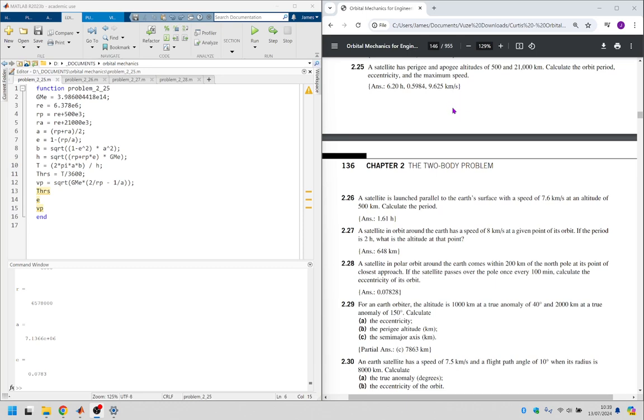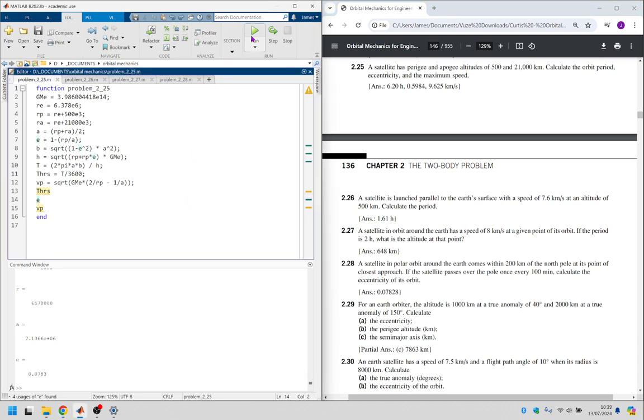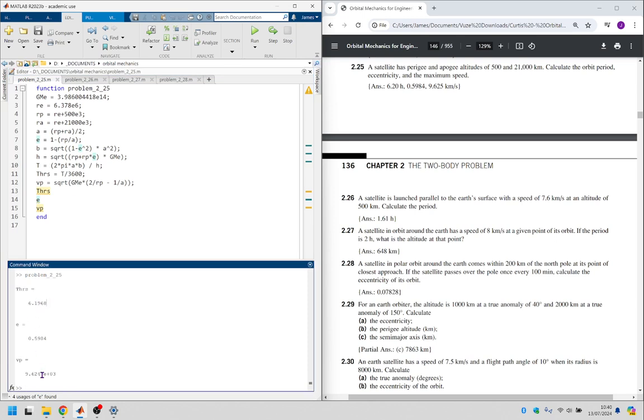So let's go. 2.25 is: a satellite has perigee and apogee altitudes of 521,000 kilometers. Calculate the orbital period, eccentricity, and maximum speed. So the only interesting thing here is the maximum speed. That occurs when we are at perigee. So the problem is very simple once you know that, and we just do out the equations that we've done for previous examples, and we get the right answer here in the script.